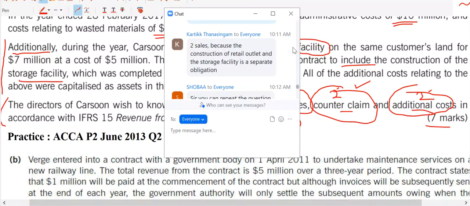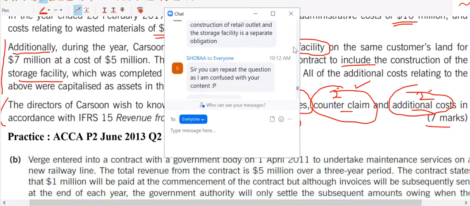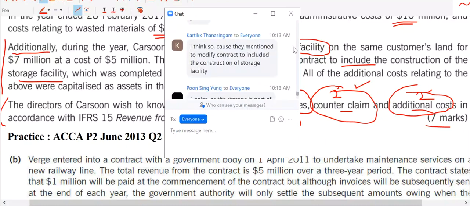Okay, now let's look at Karthik. Karthik replied to me already. I think so, because they mentioned modifying the contract to include the construction of a storage facility. This is not a strong point to argue that we have separate things to do.